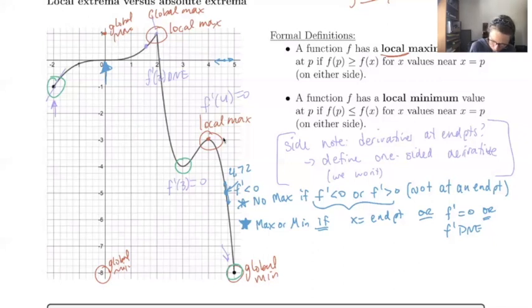Okay, if the derivative is undefined, am I guaranteed to have a maximum? If I'm at an endpoint, am I guaranteed to have a maximum? Could you think about drawing an endpoint that's not actually a maximum?